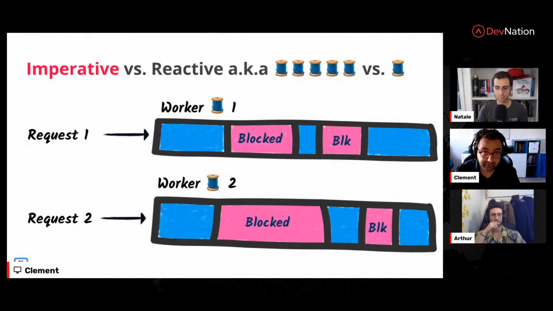One of the problems of this model is that if you want to handle concurrent users or concurrent requests, you need multiple threads, but you have a limited amount of threads because each thread costs memory. We are going to talk about that later. And so having too many threads will eat too much memory. So you have a strong limit there.